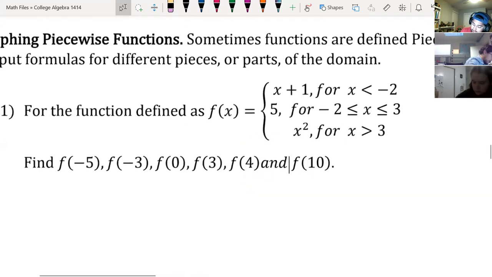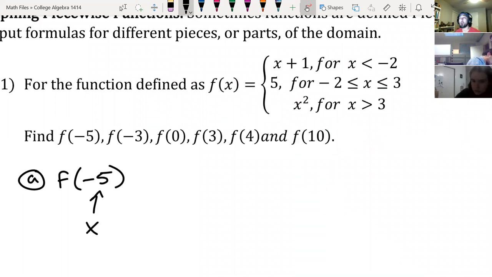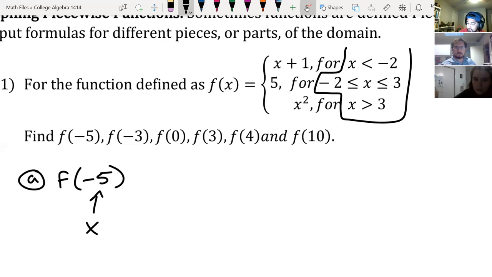For number one, we'll start with A. A says, what is f of negative 5? Now we want to know, because remember, negative 5 is our x value, which restriction does it fit in? Does it fit in the first, second, or third restriction? Is negative 5 less than negative 2? Is negative 5 between negative 2 and 3? Or is negative 5 greater than 3?